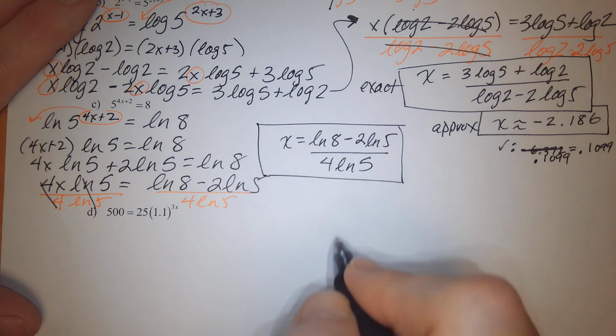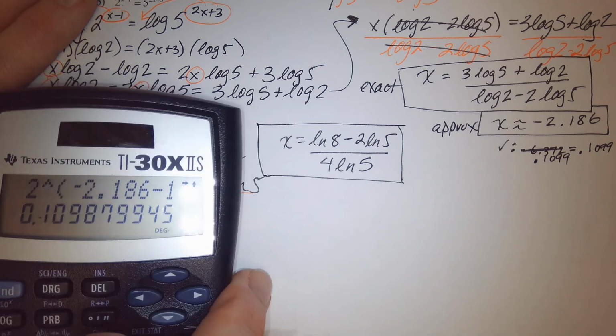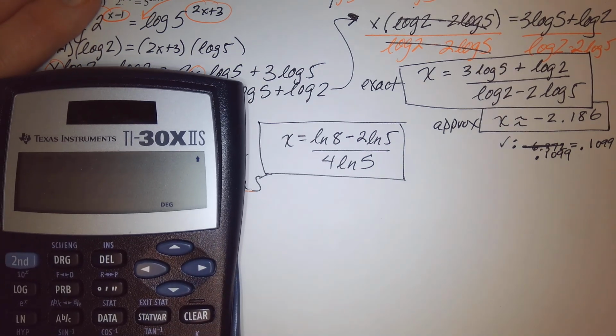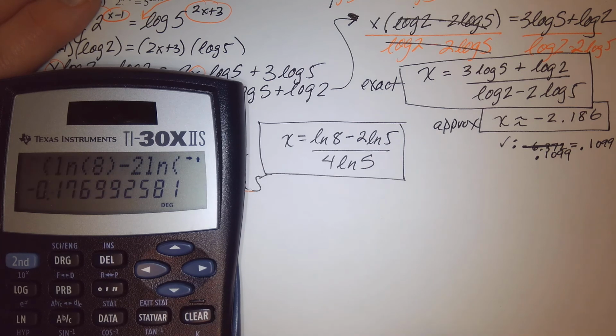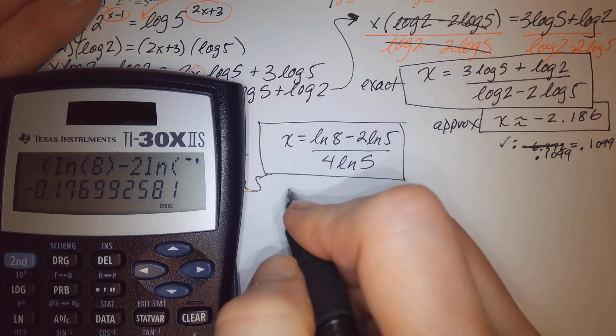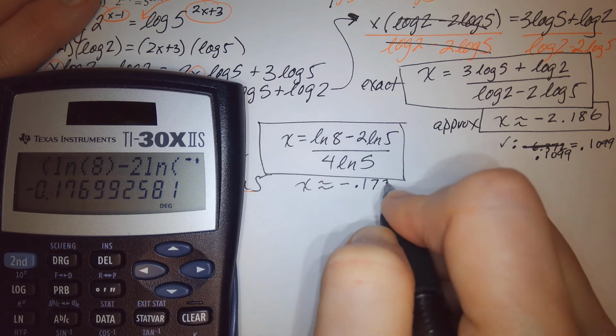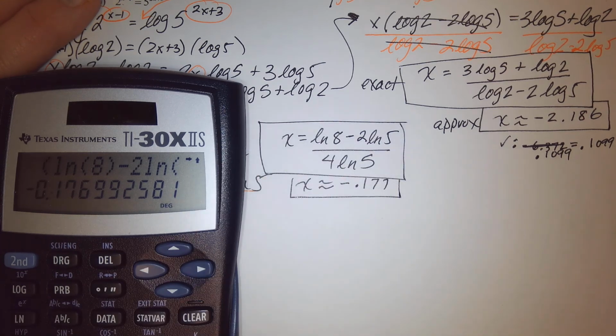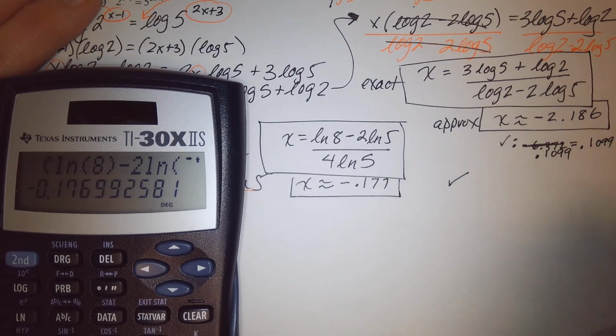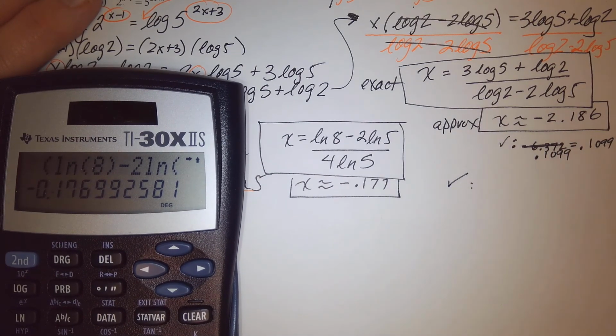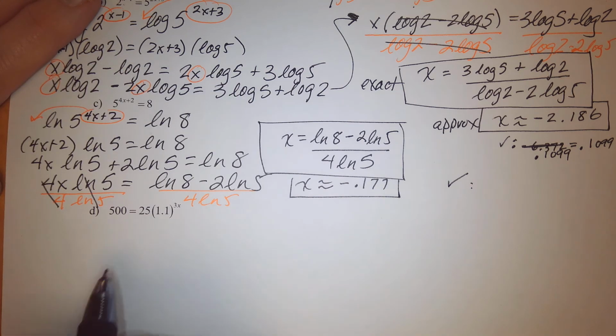So this is the exact answer. Let's find an approximate. Natural log 8 minus 2 natural log 5, divided by 4 natural log 5. And we get an approximate answer of negative 1.177. And of course, you should always check your answers. Let's try one more.